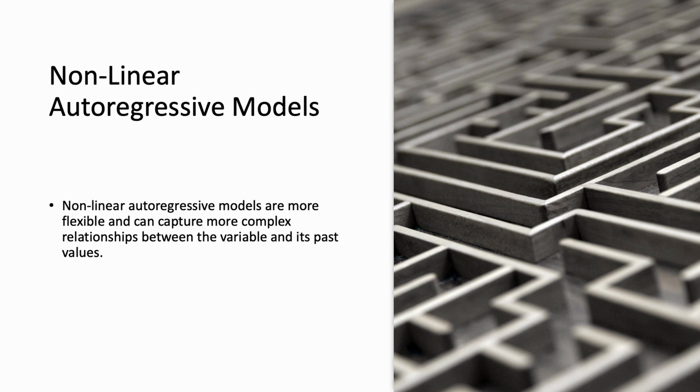NARMA models use a nonlinear function such as a neural network to map the past values of the time series and the error terms to the current values of the time series. Non-linear autoregressive models have a wide range of applications in various fields such as economics, finance, engineering, and environmental sciences. As I discussed earlier, the popularity of the nonlinear autoregressive models is due to the ability to capture complex dynamics of time series data that cannot be adequately modeled using linear autoregressive models.